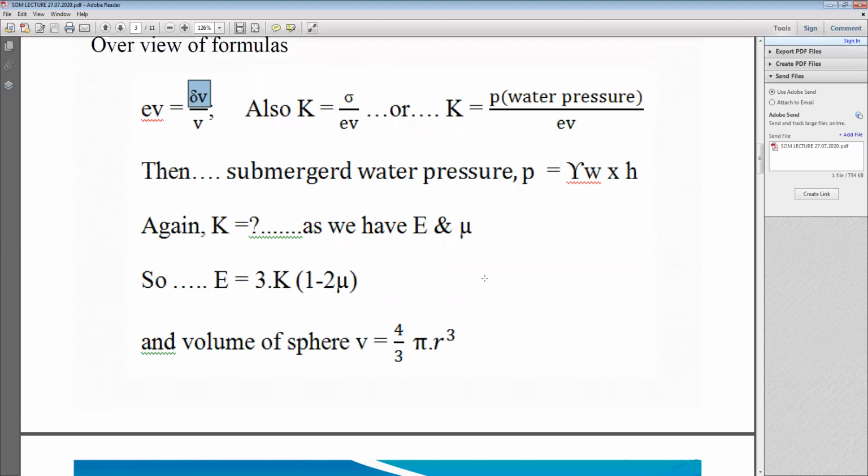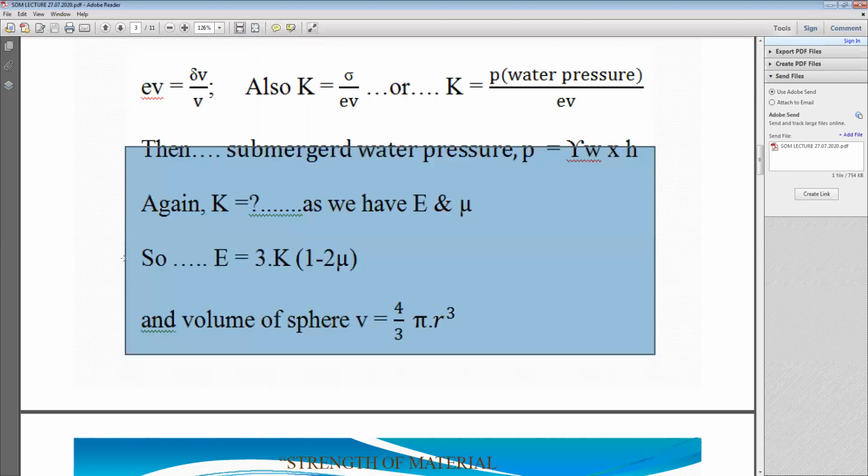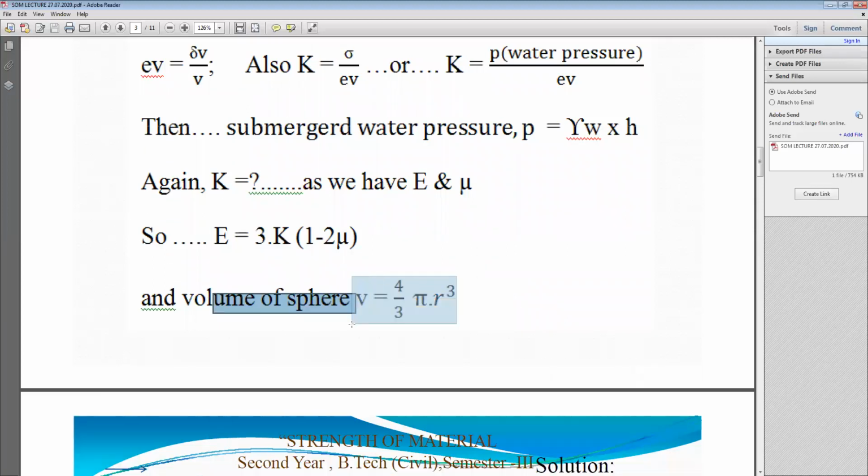So we have to enlist the formulas related to the outcome asked by the examiner. Exactly in the question, there is a need to calculate that thing. As we have to calculate the delta V, when we calculate the Ev, it is required to calculate the V. Then what is the formula for the volume? It is nothing but the volume of the sphere.